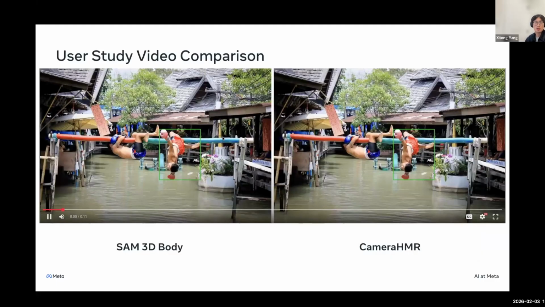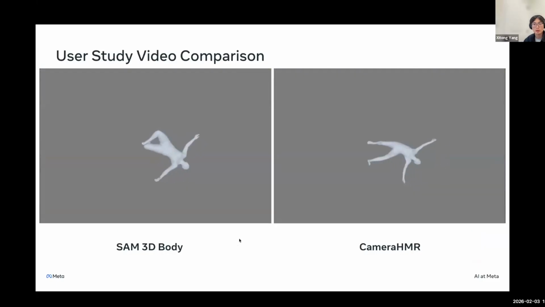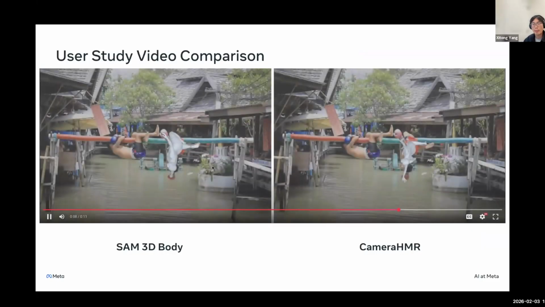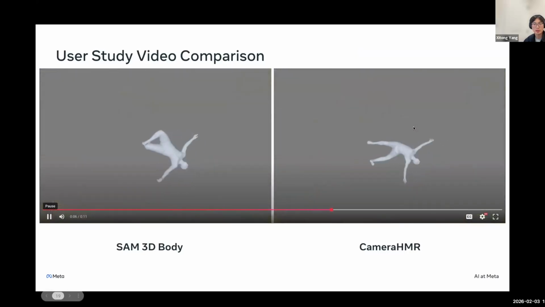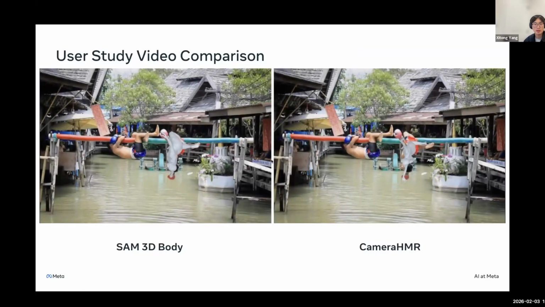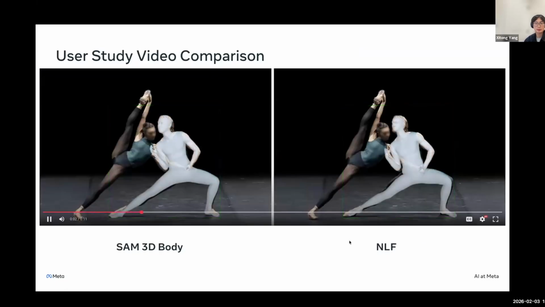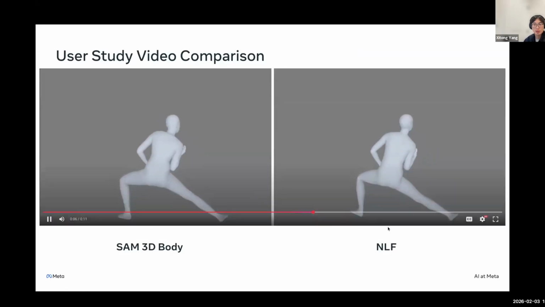Here is one example of how we show users the results of two models to compare. The users will compare both the 3D estimation results and the 2D alignment results and pick the better one. Here's another example. The left is our SAM 3D Body model, and on the right is the other method.